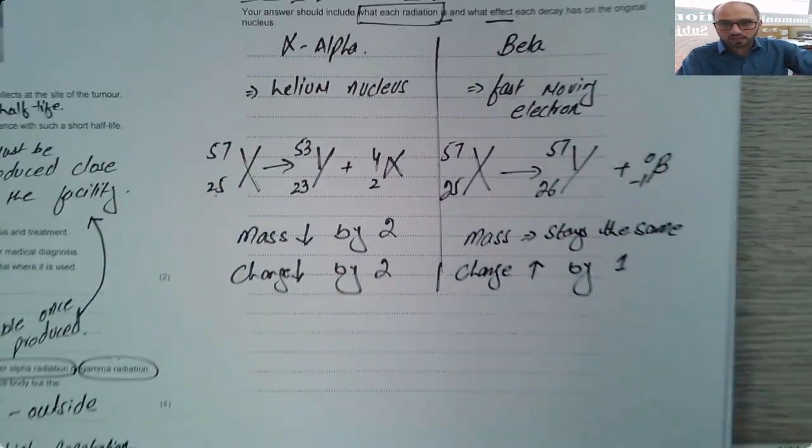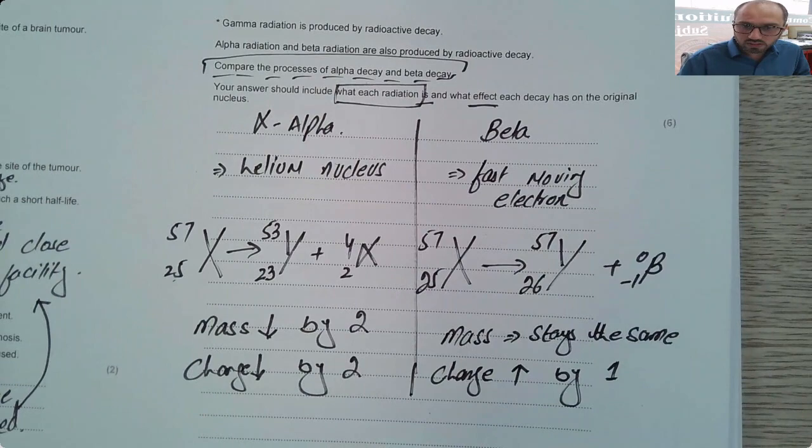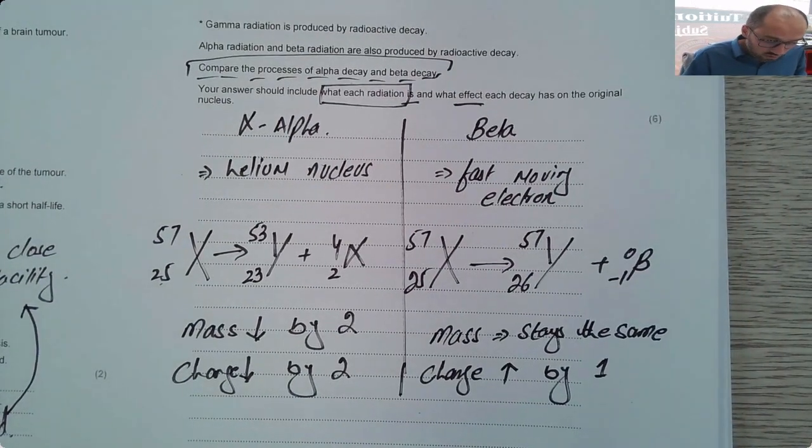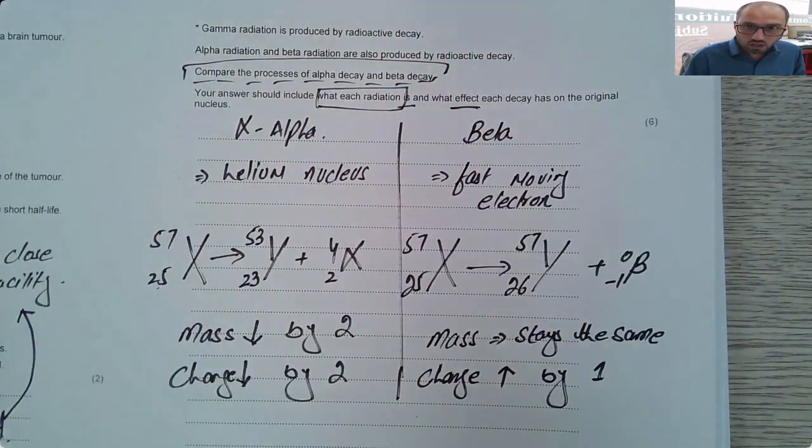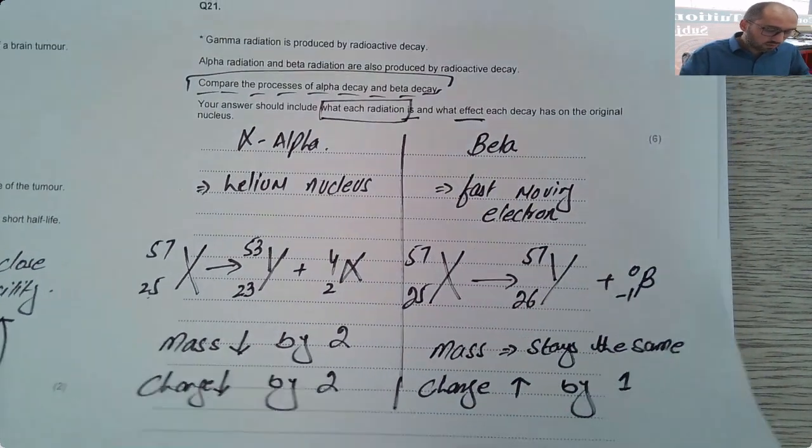If you say this, you'll get full 6 marks on a question like this. In your exam, who knows, it might be alpha and gamma or beta and gamma comparison. You just have to follow the same method like I did here. Let's quickly have a look at the last question on this topic, and then we are done.